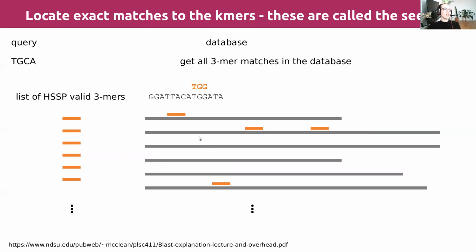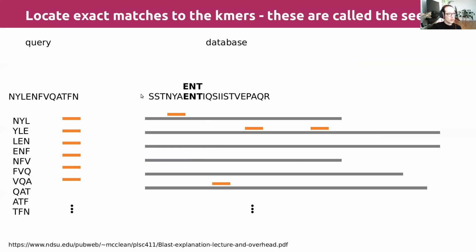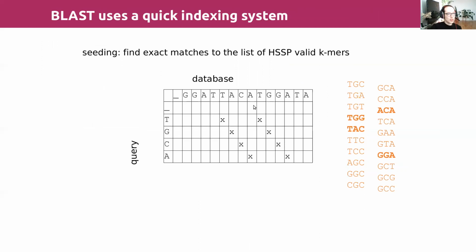Then what happens next is, you've got your list of 3-mers, then you go through the database and find locations where there are perfect matches. So you would populate the search with these seed points. And likewise for the protein version, same thing. So we're looking for identical matches wherever they occur. And once you've found these identical matches, you can display them, for example, in a grid like this.